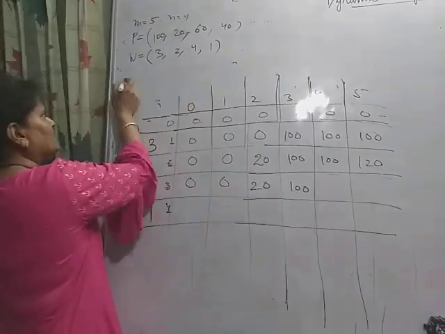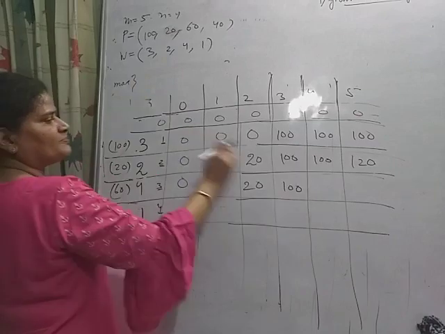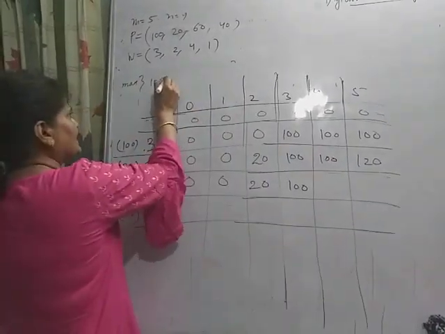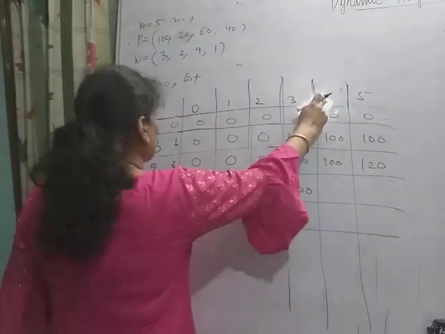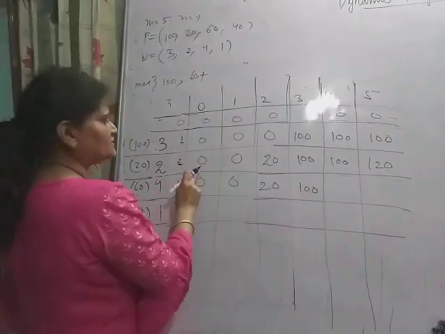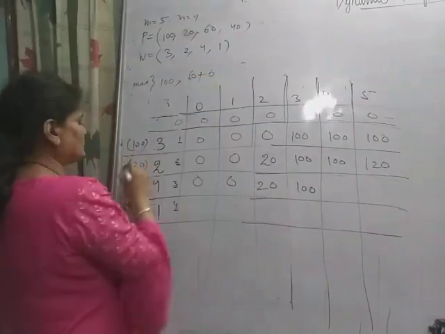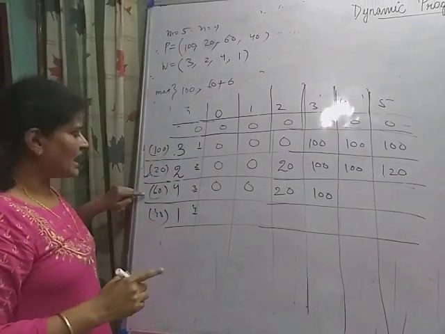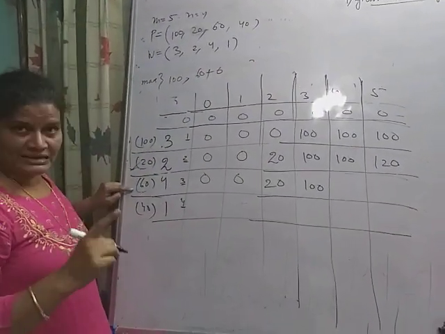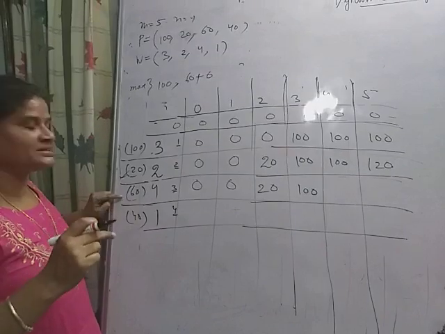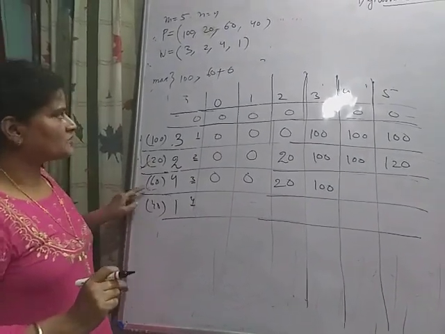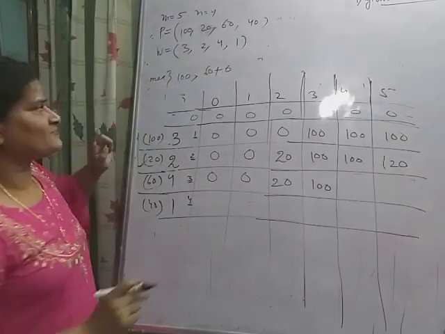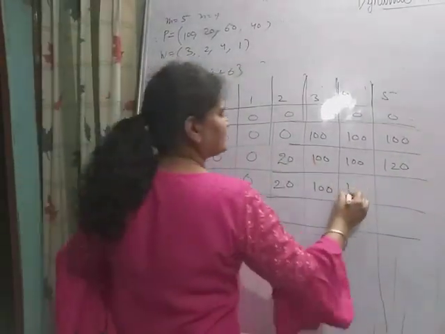So here I have to compute the maximum of the previous entry, that is 100, and its profit is 60. 60 plus 4 minus 4, 0. And at 0, what is there? 0. So I will check only the previous row. If you are at the ith row, then you have to consider the i minus 1 row only. So here 60 plus 0, so here it is 100.